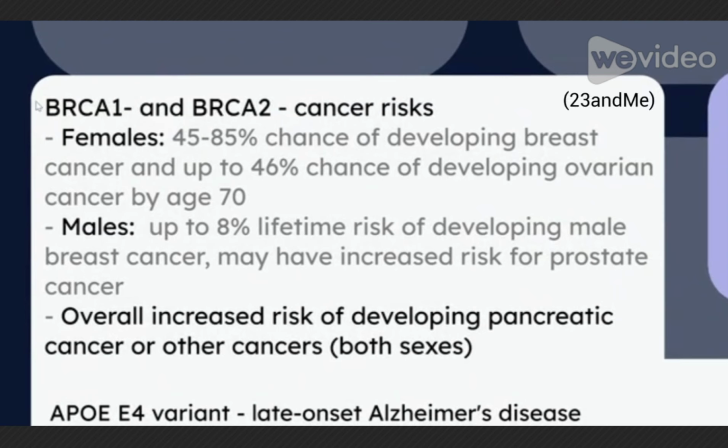The cancer risk report is determined by the BRCA1 and BRCA2 variants. For females, a variant being detected indicates a 45 to 85% chance of developing breast cancer, as well as a 46% chance of developing ovarian cancer by age 70. For males with detected variants, there's up to an 8% chance of developing male breast cancer, and individuals may have a greater risk of developing prostate cancer. For both males and females, a detected variant correlates to an overall risk in developing pancreatic cancer and other cancers.